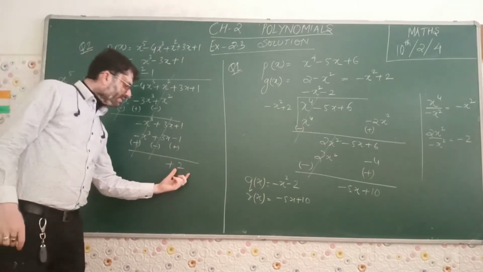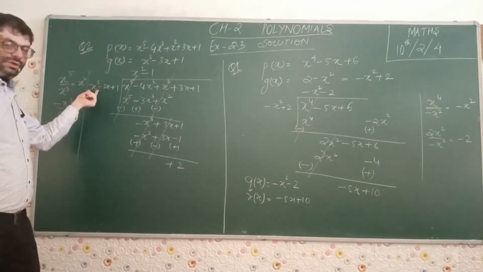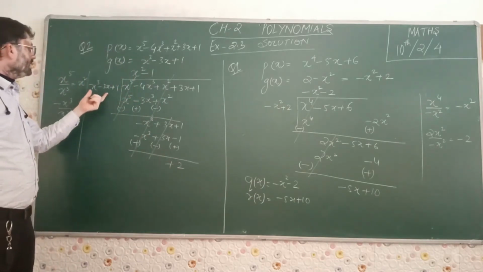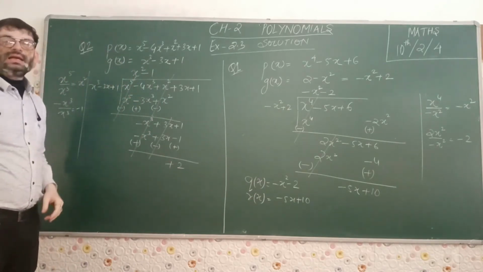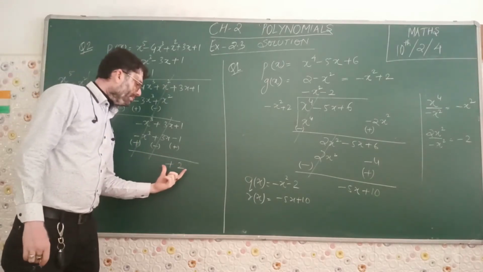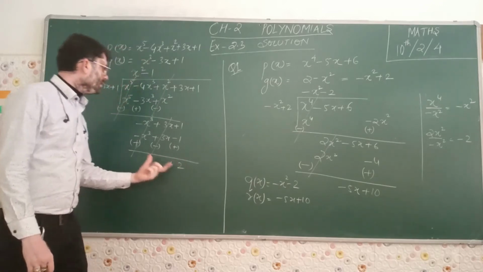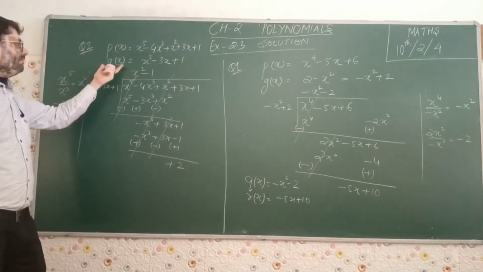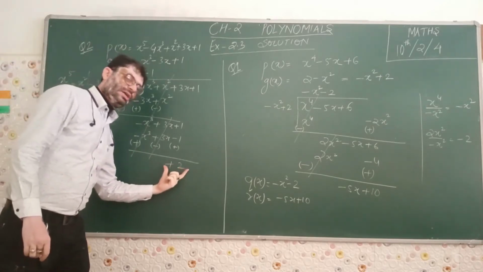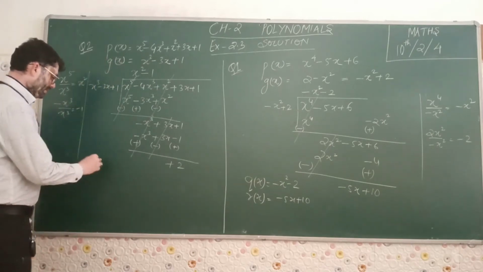Now the degree of the remainder is 0. The degree of the divisor is 3. That means the degree of the remainder is less than the degree of the divisor. That means the division is complete. And here the remainder is not 0. We have got remainder to be plus 2. If it would have been 0, then only we can say that g of x is a factor of p of x. Here remainder is 2, so g of x is not a factor of p of x.